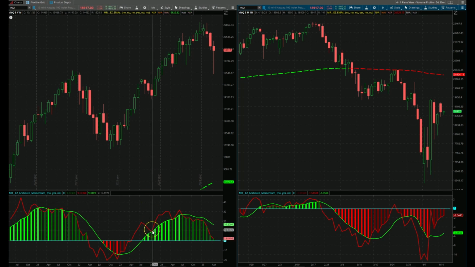But what does it do? It retraces the red, touches the green, and takes off again. Up it goes. And what happened? Same thing. You got another retrace. The retrace takes it down to the green. The red comes down, touches the green, takes off again. And it pushes up it goes.